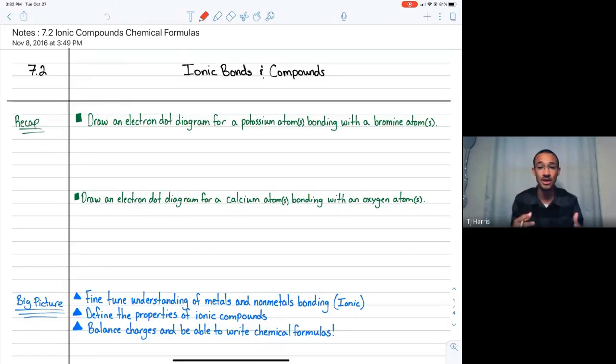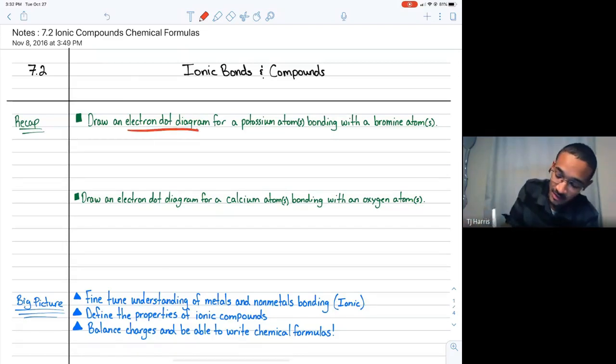So we used electron dot structures and a little bit of electron configuration to explain the charges of each group, and how those groups would like to achieve an octet. Do they lose electrons or do they gain electrons? So let's go through a recap a little bit. And this says we want to draw the electron dot diagram for potassium bonding with bromine.